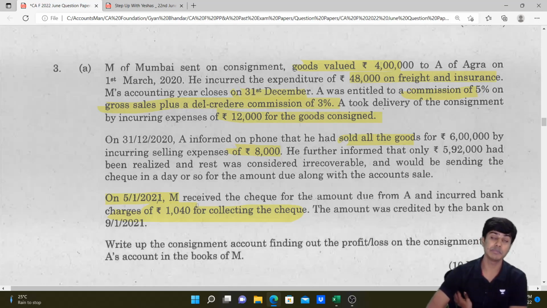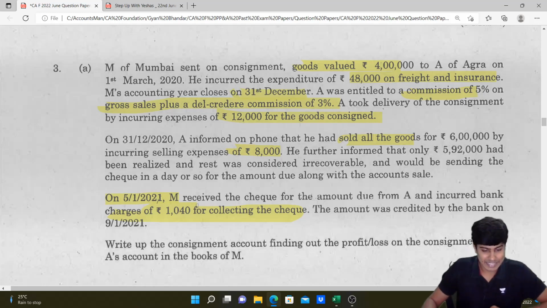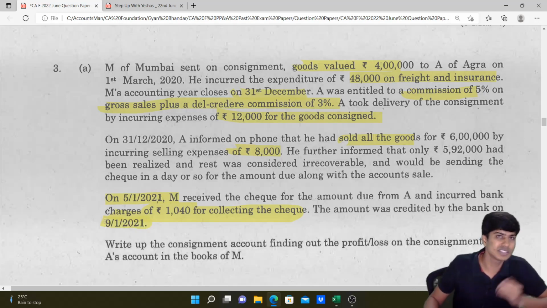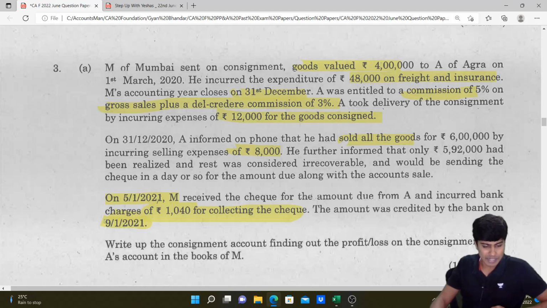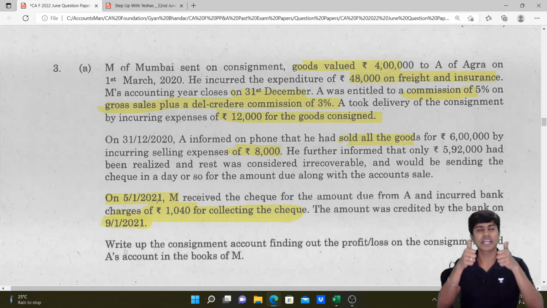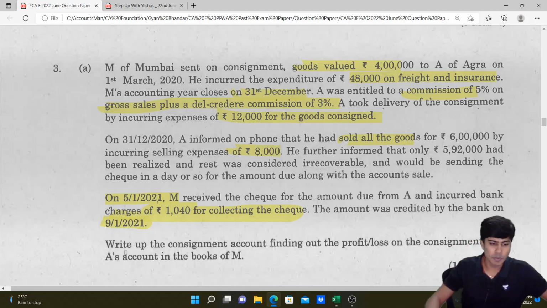You guys get that? We can make provision for this collection charges rupees 1040. Great. The amount was credited by the bank on 9th of January 2021. So this is in the subsequent year. Write up consignment account, finding out the profit or loss on the consignment and A's account in the books of M. Great. I hope you people understood till here.